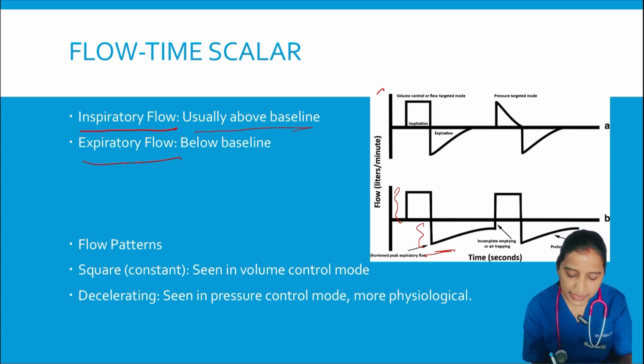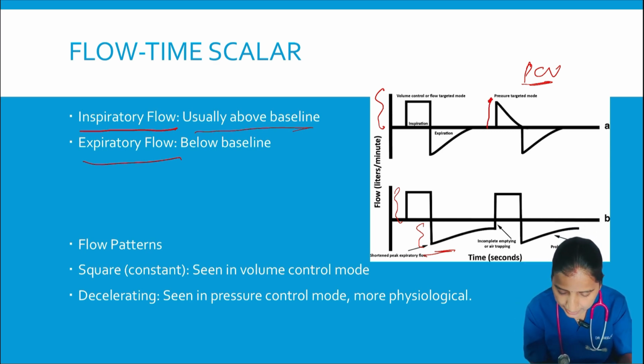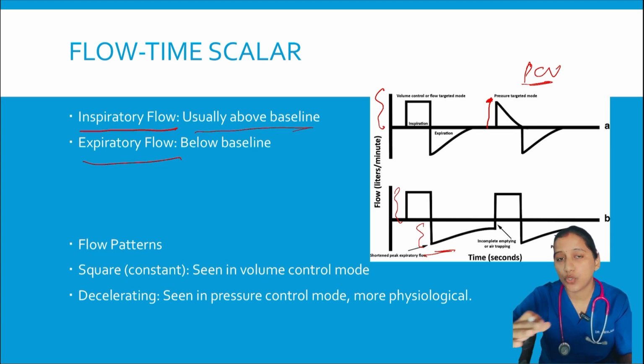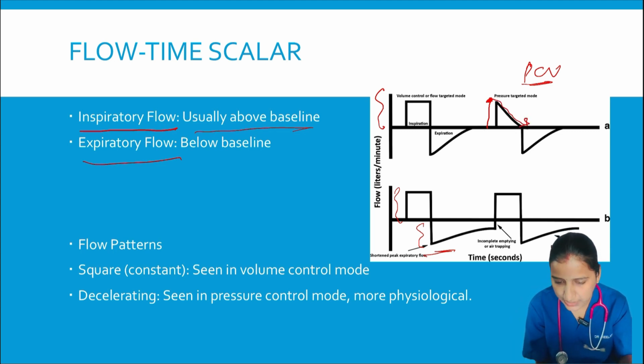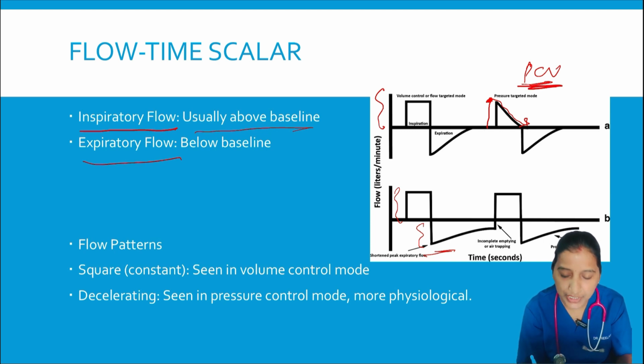The shape of the inspiratory flow depends on the mode of ventilation, where in pressure control mode, the peak inspiratory pressure and the inspiratory time are set and the flow is variable. Hence, at the beginning of the breath, the flow is delivered at the highest rate as seen here, but then tapers off over the course of inspiration. It results in a decelerating shape of the curve. So this is seen in pressure control mode.